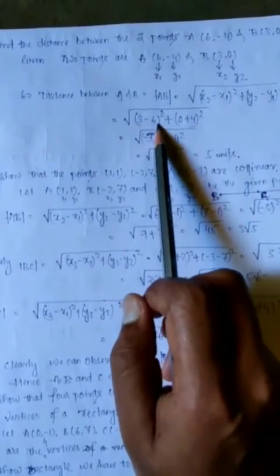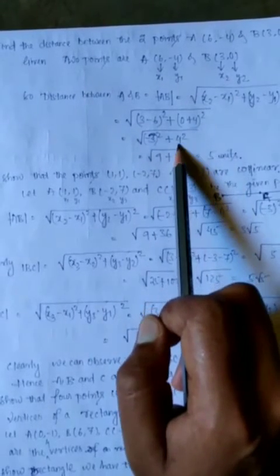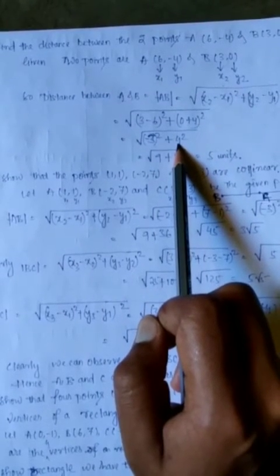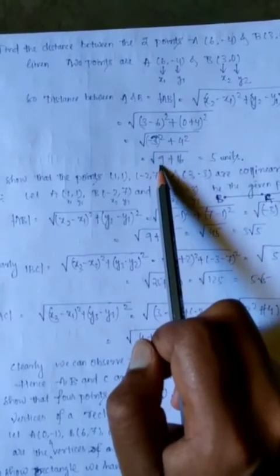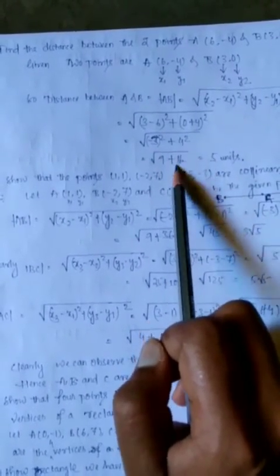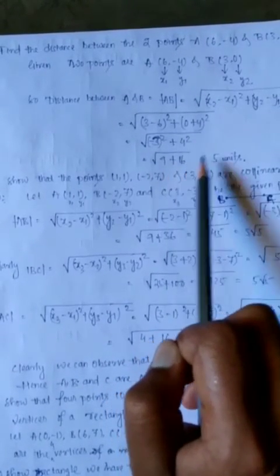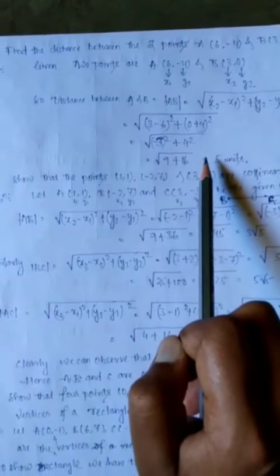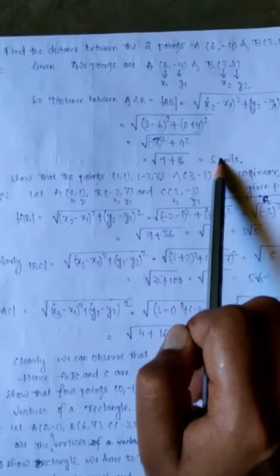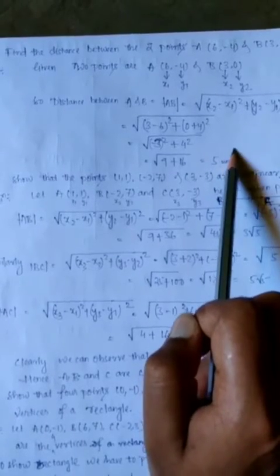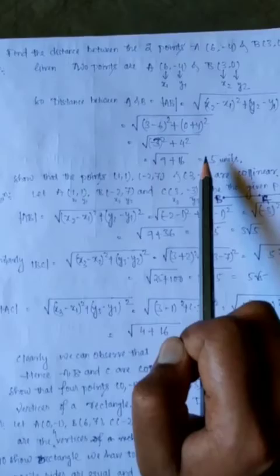So 3 minus 6 equals minus 3 square, plus 0 minus (-4), that is 0 plus 4 whole square, equal to 4 square. So minus 3 square equals 9, 4 square equals 16, and the root of them equals root of 25, that equals 5 units. Because we don't know what the unit is, whether it is cm, meter or kilometer, that's why here we are writing units.